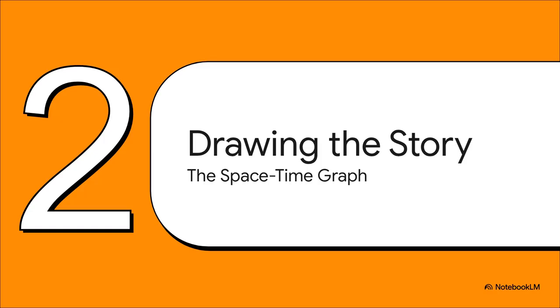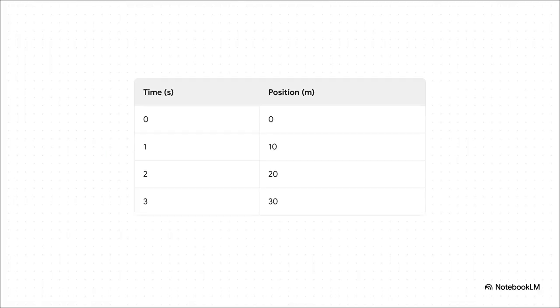Okay, so we've got our vocabulary down, we have our point, our trajectory, and our velocity. Now let's put it all together and actually draw the story. This is where the magic really happens, and it's all thanks to something called the space-time graph. So a good place to start is just by jotting down some data. We can make a simple table like this one.